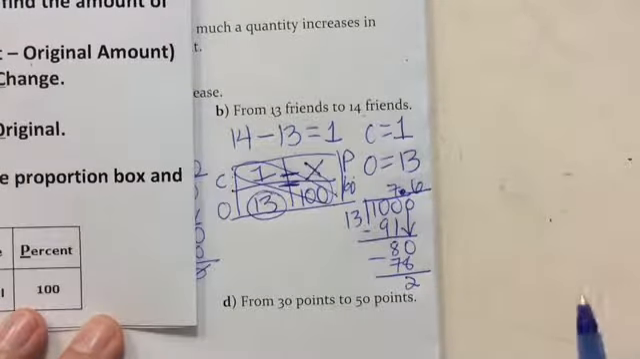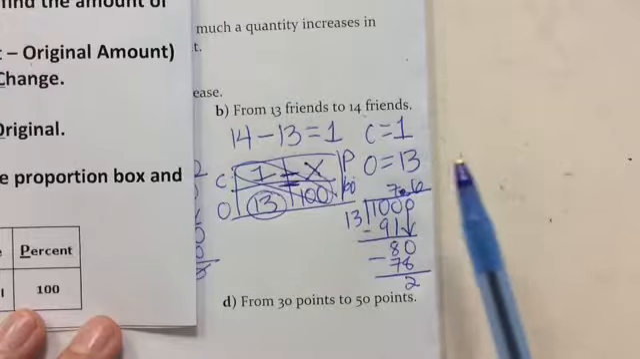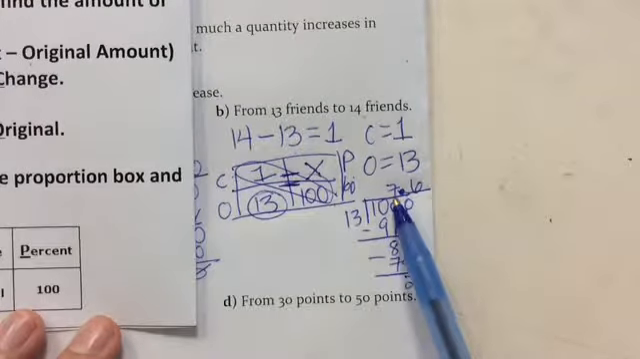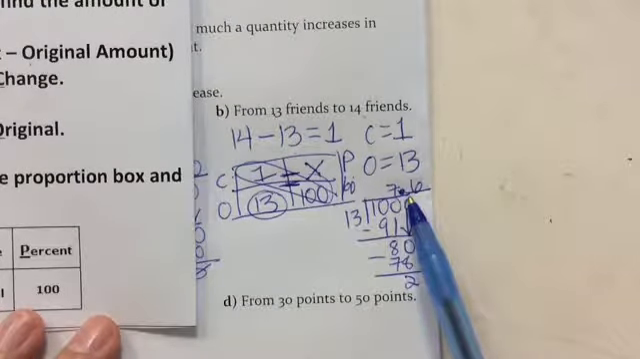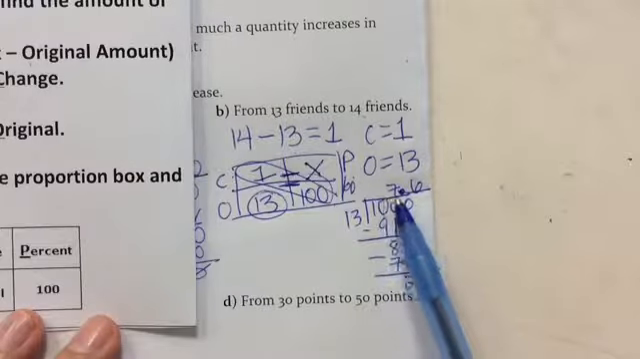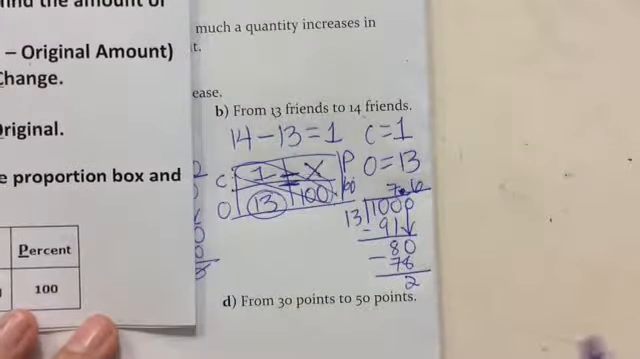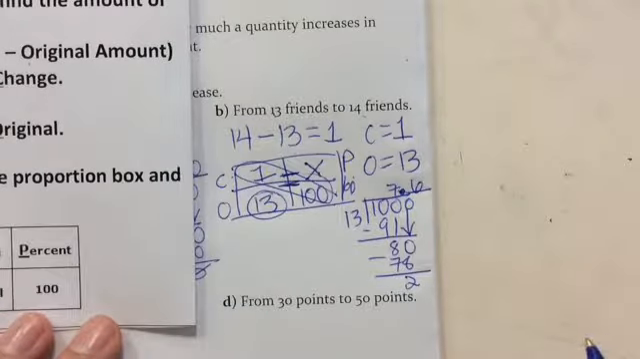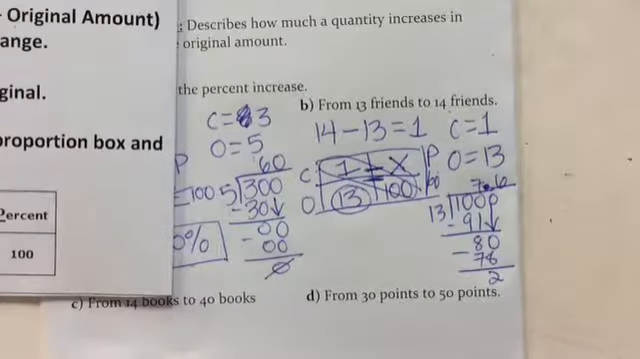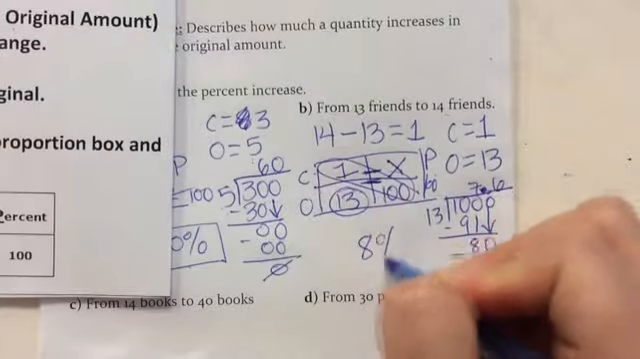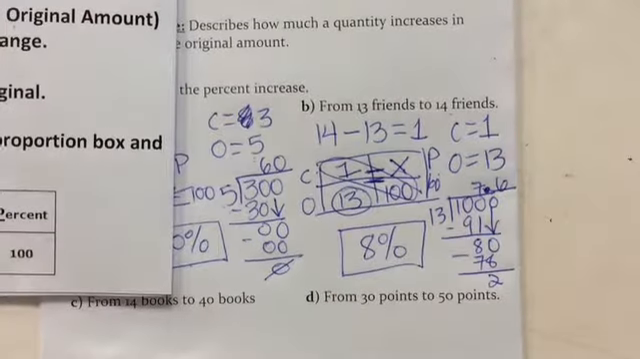I'm going to stop right here. I'm going to have to round to write my answer. Because it's 7.6 of a percent, I'm going to round up to the nearest percent. The nearest percent will be 8%, and that's your answer.